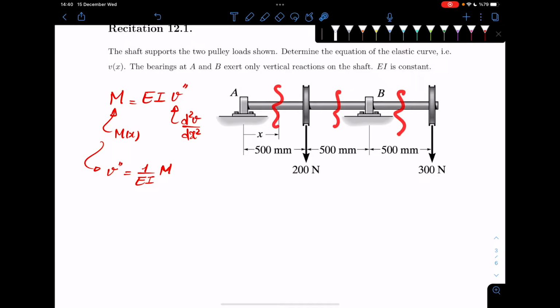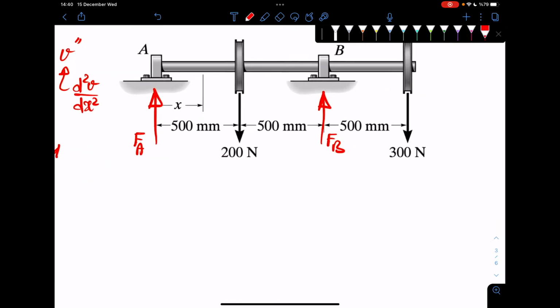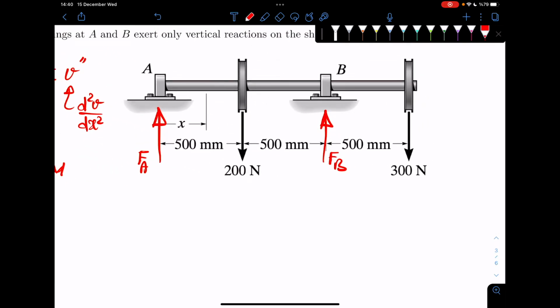But in order to do that, we need to also know what the reactions are at these supports. So let's say FA and FB. Again, these are 2 unknowns, just external unknowns. So we can simply draw our free body diagram, write our equilibrium equations, and calculate those. So this would be FA, that's FB. Again, from our equilibrium, let's say this is our free body diagram.